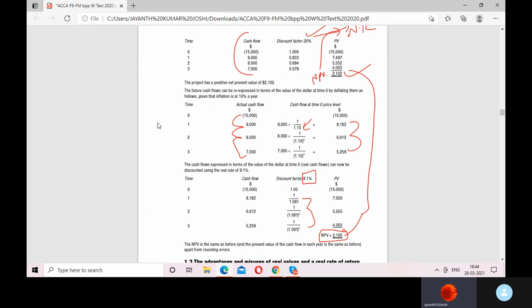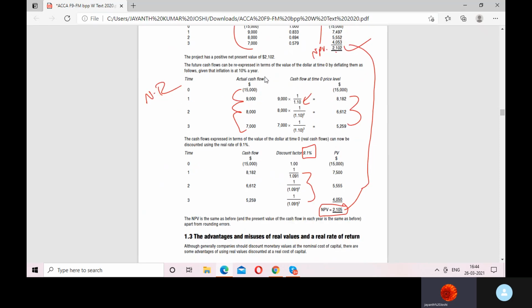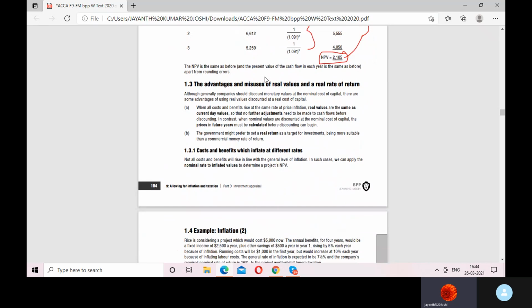That means if you discount directly with nominal rate, you are getting this NPV. If you remove the inflation, discount with inflation, and again discount with real rate, you get the same cash flows. That means what they are saying is, in future nominal rate is what has to be expected. That means you should discount at nominal rate. That's it.